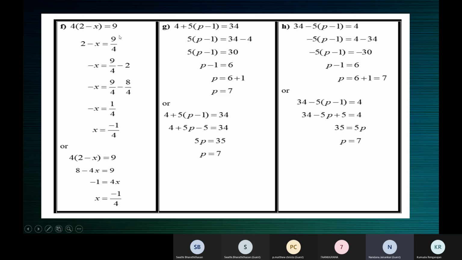And 2 minus x, ma'am, and to get x alone, we should take the 2, ma'am, to the right hand side. So it is minus 2, ma'am. Okay.